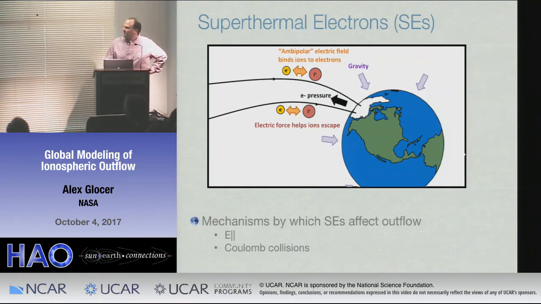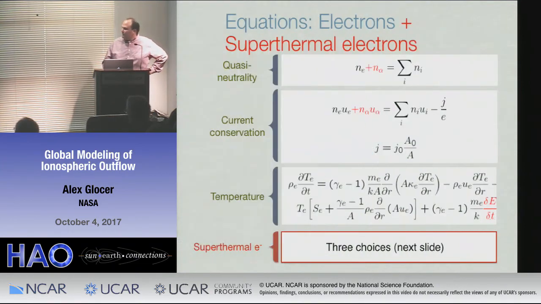You also have collisional coupling, so superthermal electrons colliding through elastic collisions with the thermal population, depositing energy to them and heating the electron gas. So in PWOM, we include this effect in a pretty simple way. We basically split the electron population into two populations. We have a thermal population and a superthermal population, and they have to satisfy some pretty straightforward relationships.